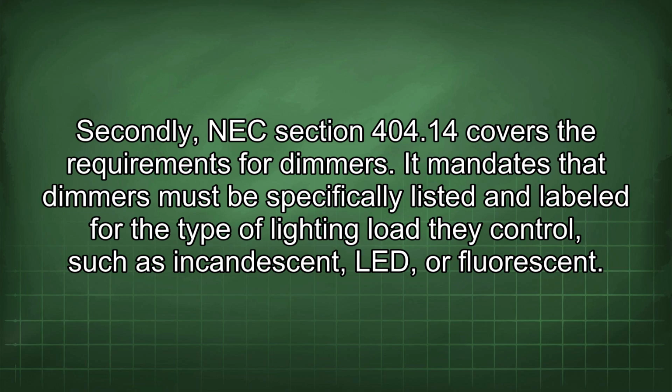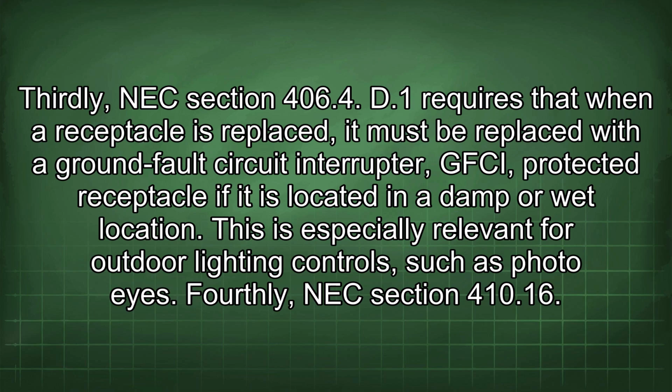It mandates that dimmers must be specifically listed and labeled for the type of lighting load they control, such as incandescent, LED, or fluorescent. Thirdly, NEC Section 406.4 D1 requires that when a receptacle is replaced, it must be replaced with a ground fault circuit interrupter, GFCI, protected receptacle if it is located in a damp or wet location. This is especially relevant for outdoor lighting controls, such as photo eyes.